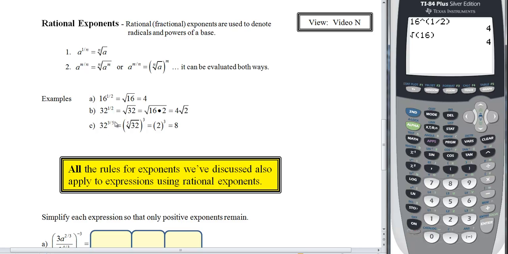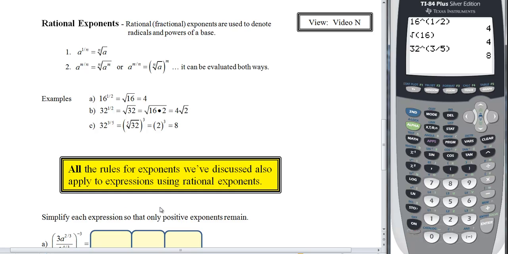Now 32 to the 3/5. If I was doing it by hand, I would take the 5th root of 32, which I know is 2, then raise it to the 3rd, which would be 8. If I put this in the calculator, 32 raised to the 3/5, so 3 divided by 5, that will give me my 8. So these are just some examples of fractional exponents. And again, if you see a fractional exponent, that means you have a radical, and whatever is in the denominator is going to be the index.